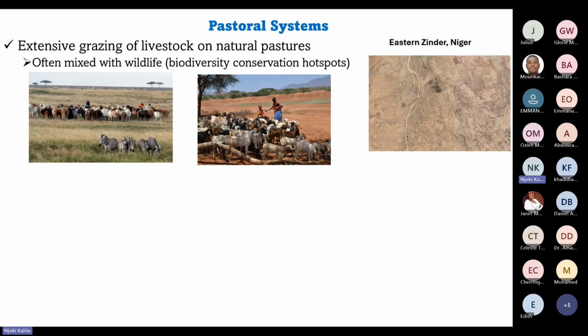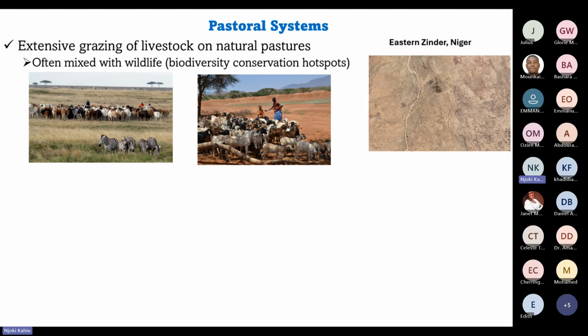Pastoral systems are usually extensive grazing systems where livestock feed on natural pastures, and they are often characterized by mixed grazing or forage access with other wildlife or herbivore species that live within these ecosystems. And so more often than not, you'll find some of these systems being classified as biodiversity hotspots.